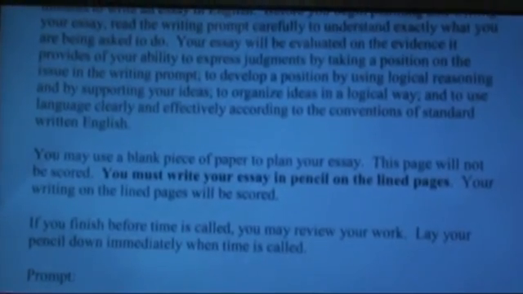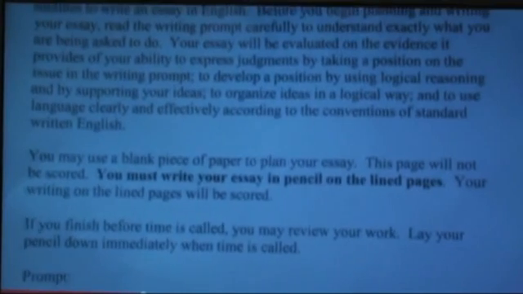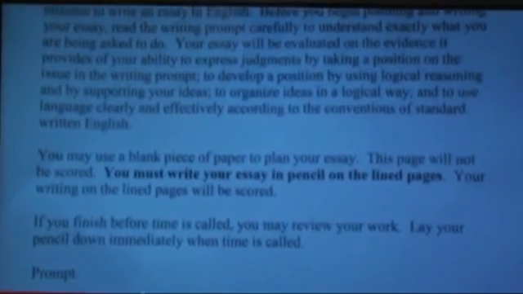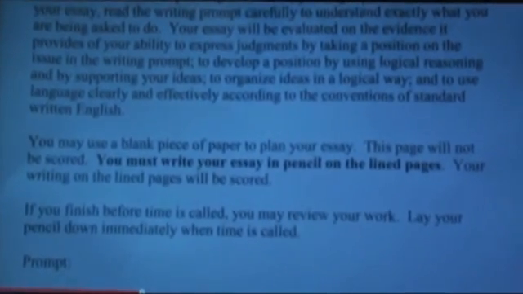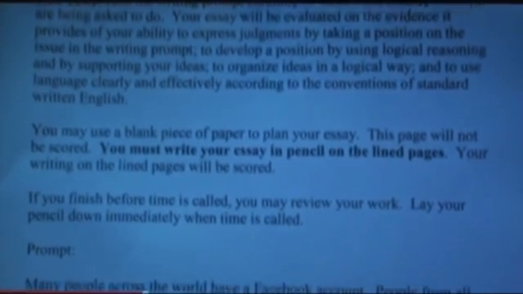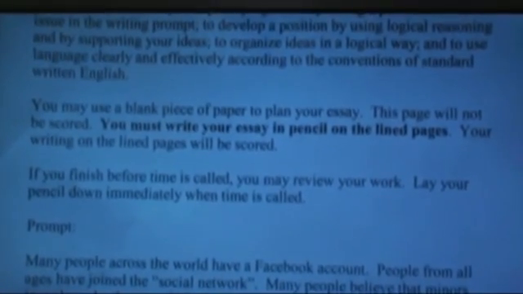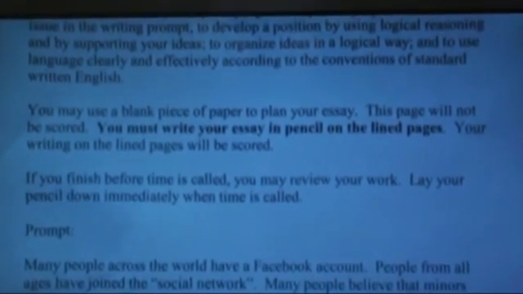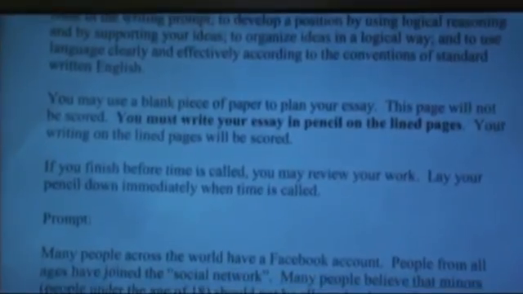You may use a blank piece of paper to plan your essay. That will be provided in your test booklet. This page will not be scored. You must write your essay in pencil on the lined pages. Your writing on the lined pages will be scored. If you finish before time is called, you may review your work. Lay your pencil down immediately when time is called.